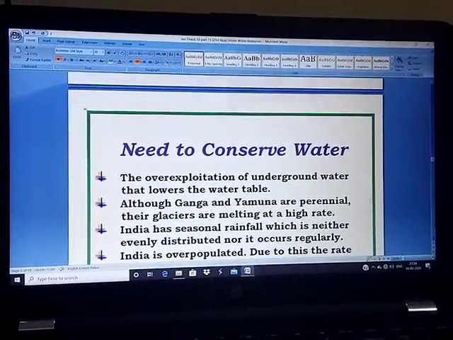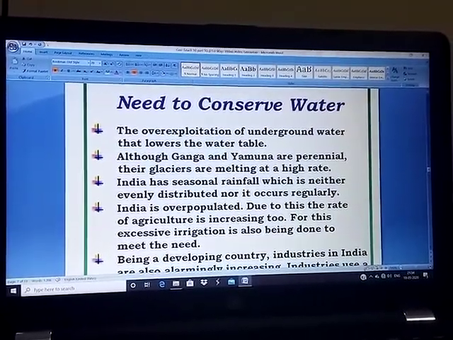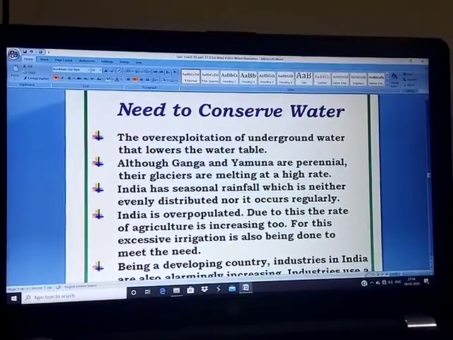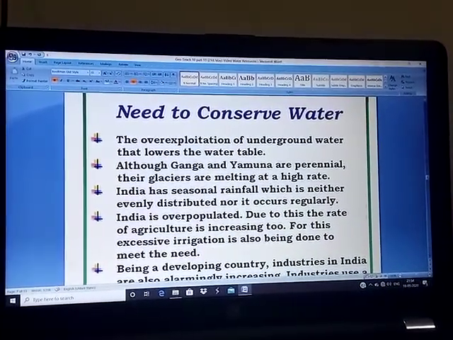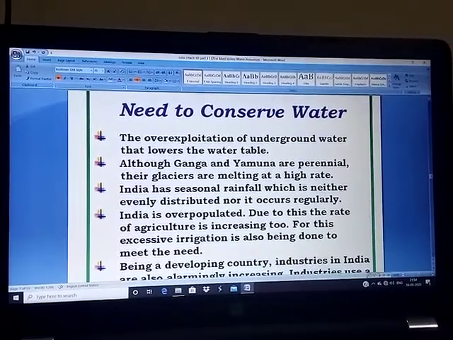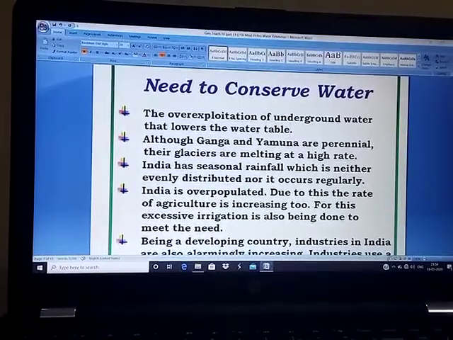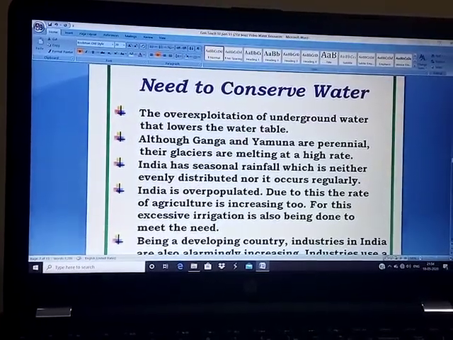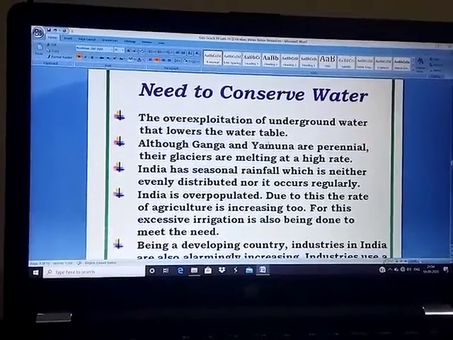So therefore, there is a need to conserve water. Means save water. Use water sparingly, means use only and only as much as we need. Why? Because the over-exploitation of underground water lowers the water table.